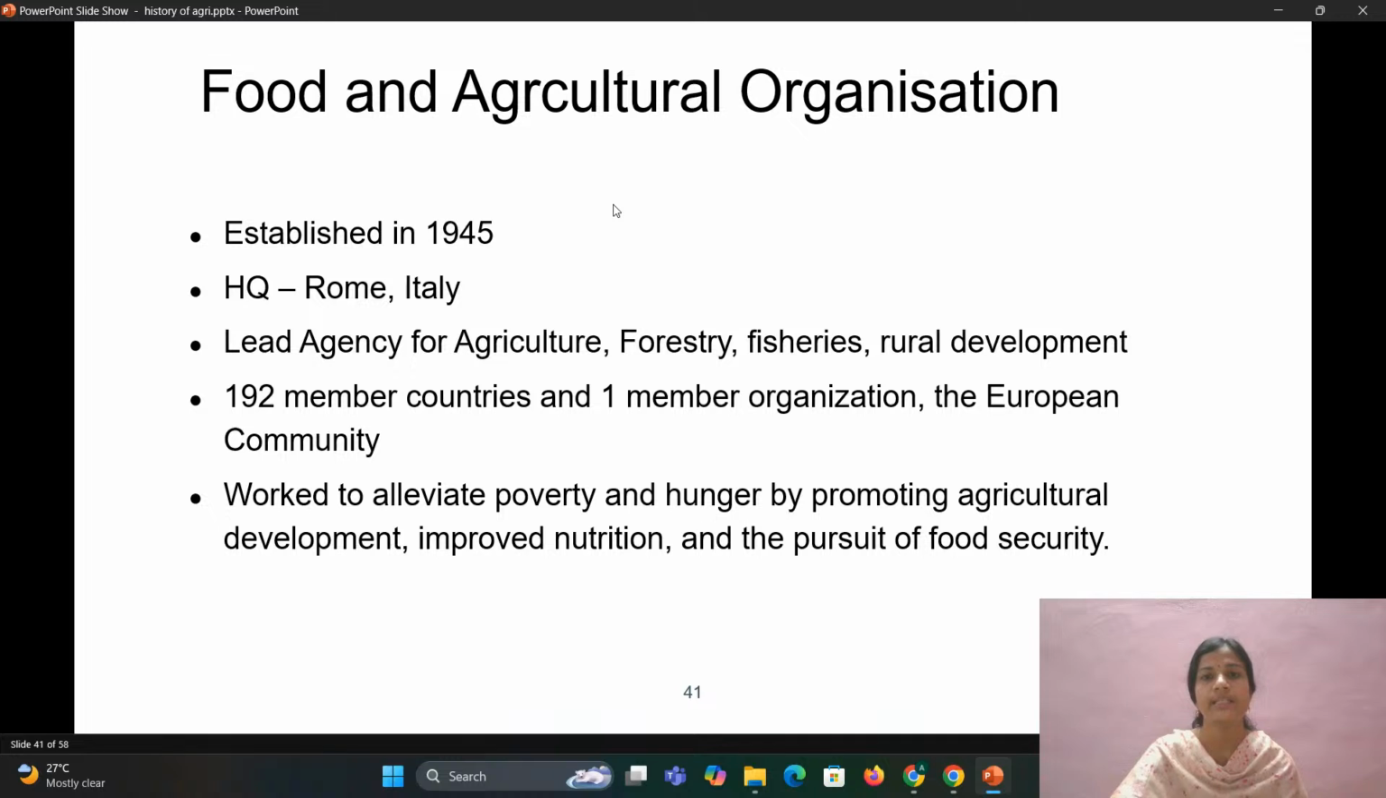Then FAO, an organization under the United Nations. FAO was established in the year 1945, and it is headquartered at Rome, Italy. It is a lead agency for agriculture, forestry, fisheries, and rural development. It has 192 member countries and one member organization, the European Community. FAO works to alleviate poverty and hunger by promoting agricultural development, improving nutrition, and ensuring food security.